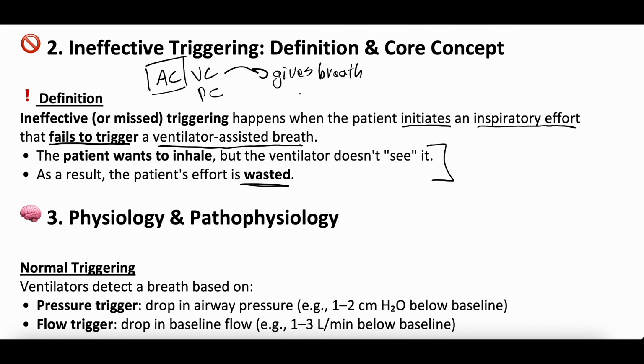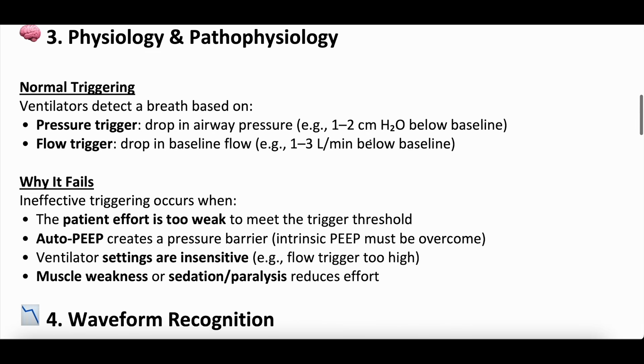Because of that, there are certain parameters that are set to help the ventilator know when the patient's trying to take a breath. And when those parameters aren't met, the patient tried to take a breath, the ventilator didn't notice, and as such, it did not give a breath, so then it was a wasted effort. It can be really uncomfortable for patients. So that's ineffective triggering: when the patient tries to take a breath in, but the ventilator doesn't recognize it, so it does not give a breath. That is an ineffective trigger. So, the physiology and pathophysiology of this.